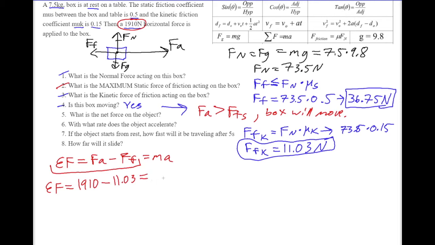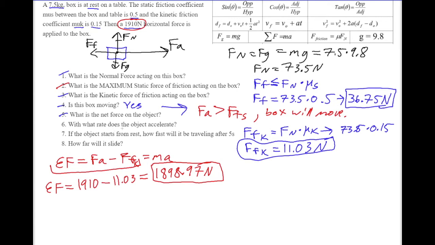Now we just go ahead and subtract those, and we find out that our net force should be equal to 1,898.97 newtons. And again, the reason why we're using the kinetic friction here is because we know that the box is moving, so we're finding out that net force when the box is moving.